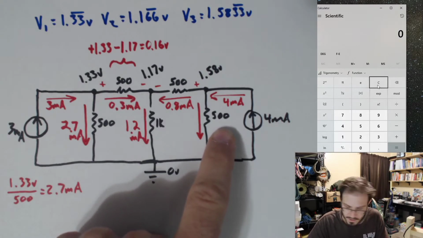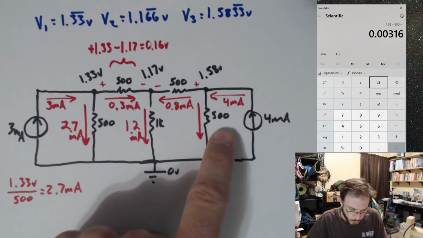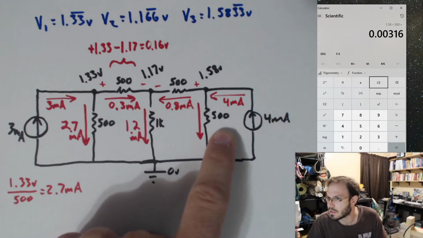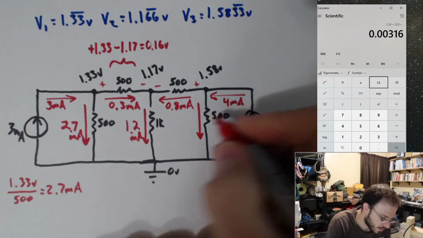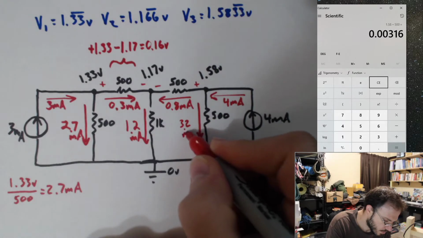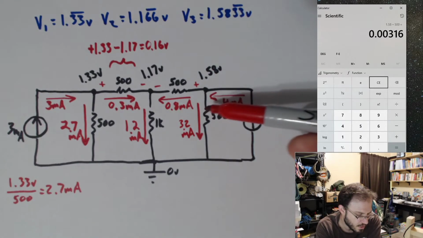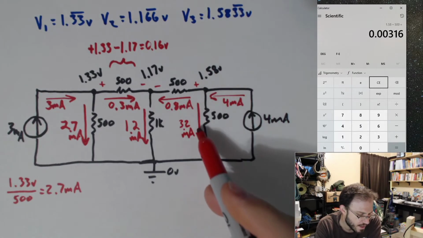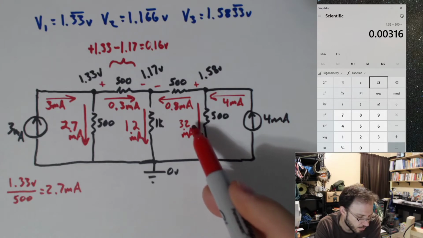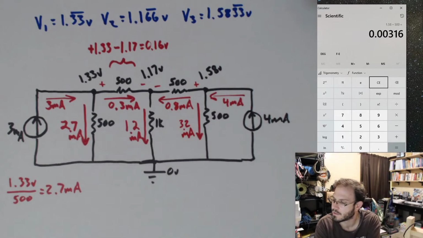This last 500 ohms, yeah, okay. Why not? There's one left. 1.58 divided by 500 gives us 3.16, 3.2 milliamps. And that makes sense because I have 4 milliamps entering and I have 0.8 leaving and 3.2 leaving. So 3.2 milliamps plus 0.8 milliamps definitely equals 4 milliamps. So yeah, perfect.